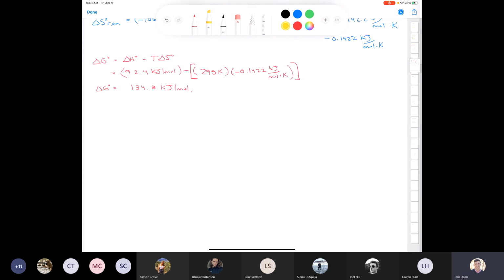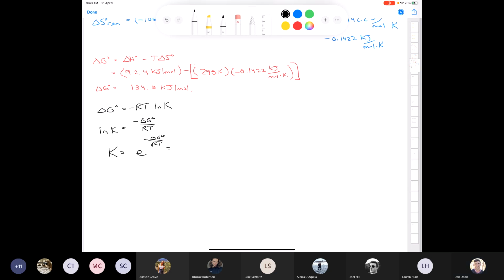Now I can use this formula to solve for K. That's something that we did in class. You should be able to say delta G naught is equal to negative RT times the ln of K. The ln of K is equal to negative delta G naught over RT. So K is equal to e to the power of negative delta G naught over RT. Now we can just plug our numbers in.